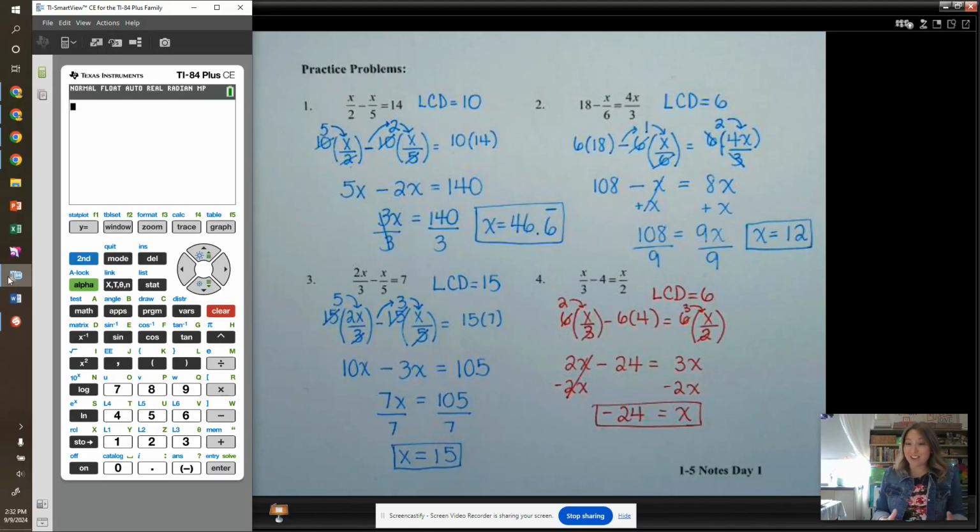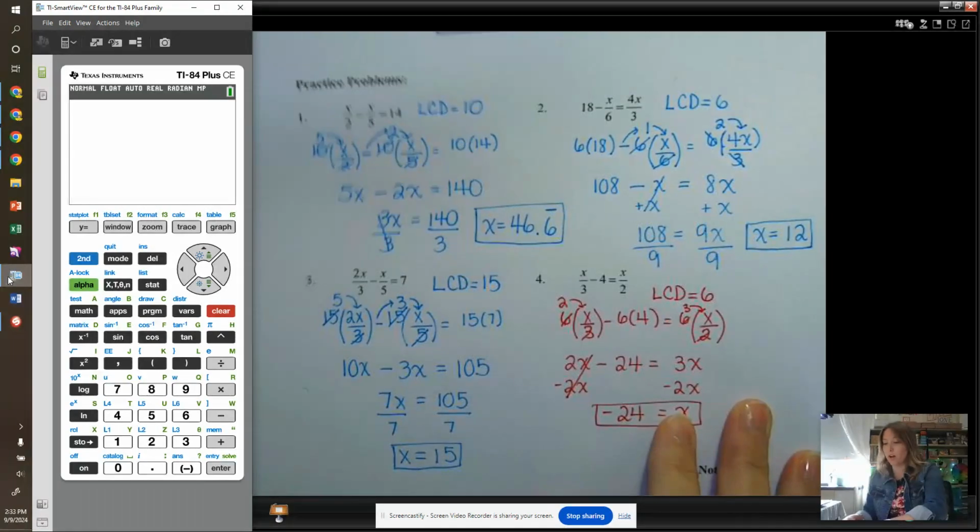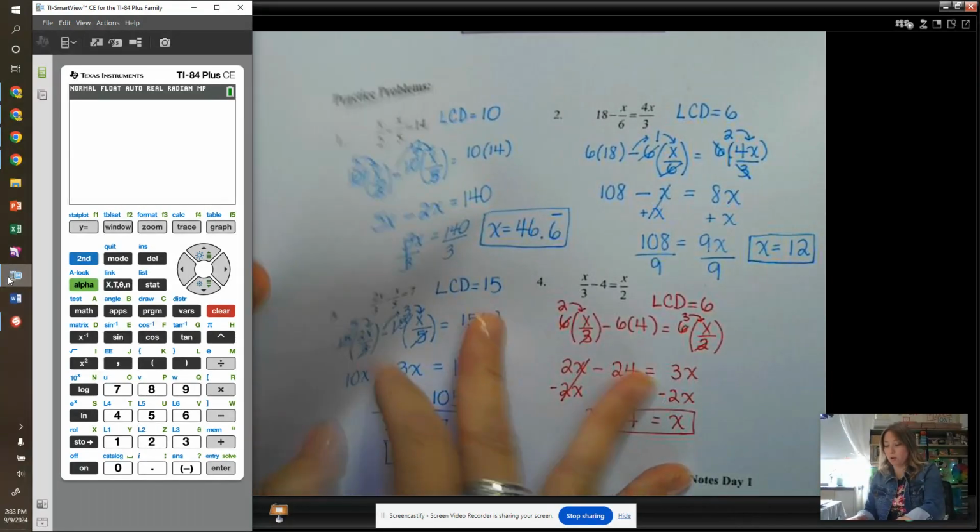A few moments later. Okay, welcome back. How did you do? And make sure you're watching what your denominators are in order to figure out your LCD. So let's look at a couple more where we'll get a little bit more in depth.